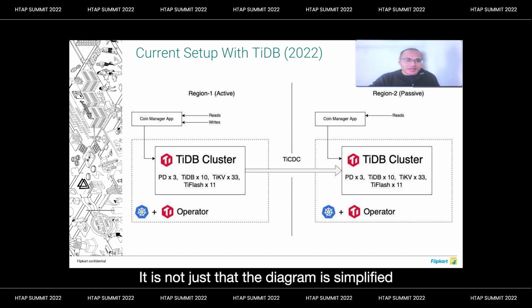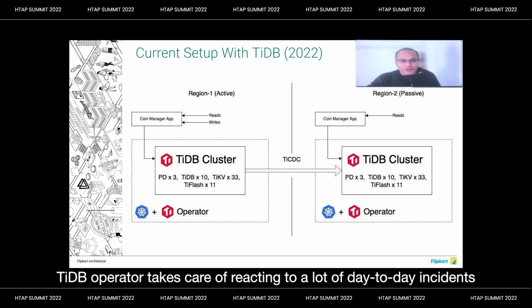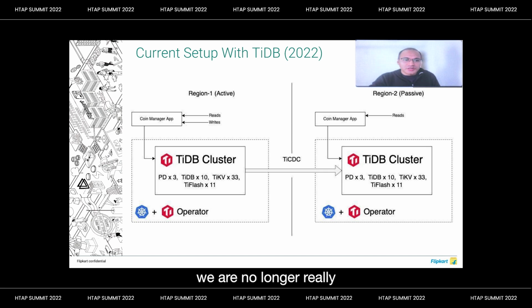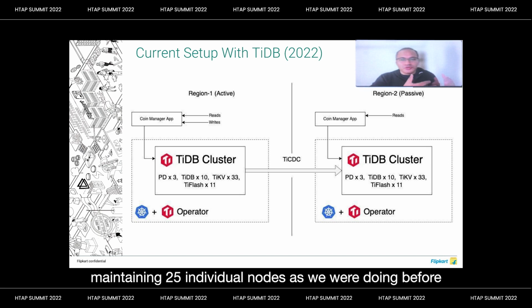So it is not just that the diagram is simplified because we are just drawing a box around one box and calling it a TiDB cluster, whereas internally, if you see, it has 50 pods on each side, right? A total of 100 pods compared to the 25 before. But it really is one box now, because the combination of TiDB and Kubernetes means we are dealing with stateful sets, and particular pods going down recover mostly automatically. The TiDB operator takes care of reacting to a lot of day-to-day incidents. And therefore, we are no longer really maintaining 25 individual nodes as we were doing before.